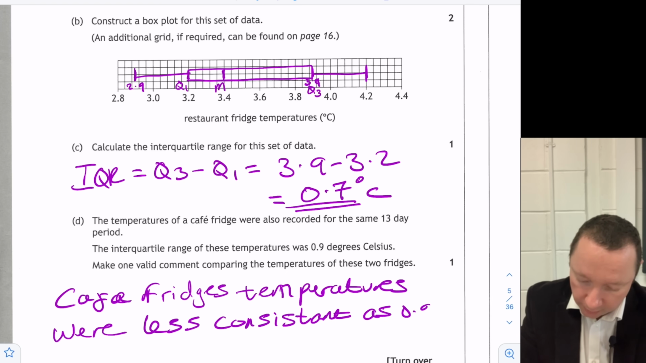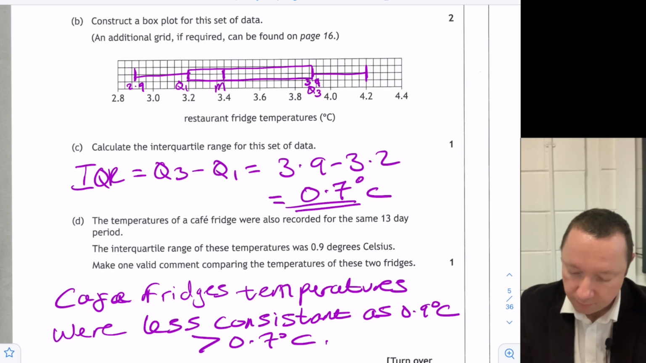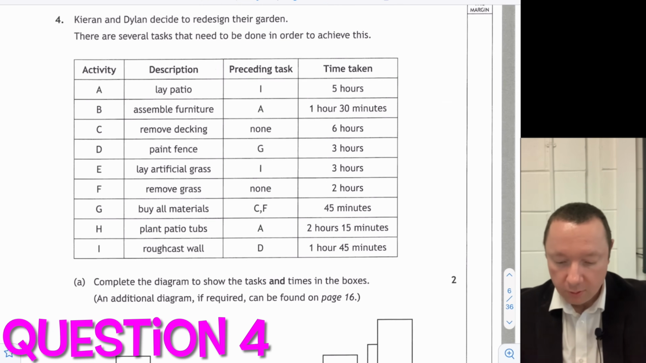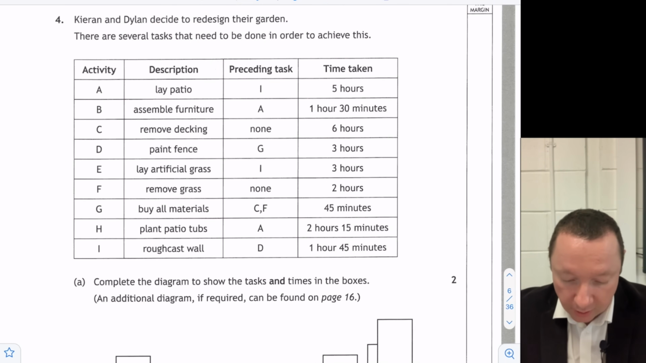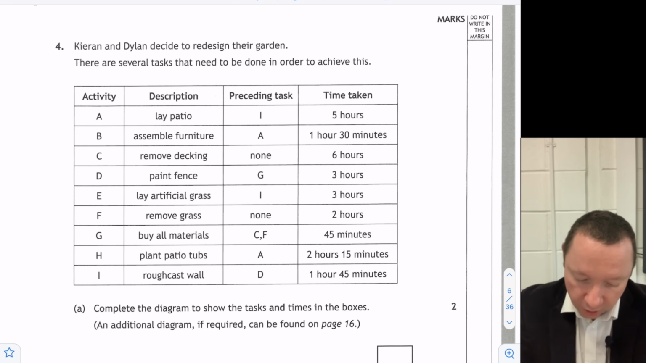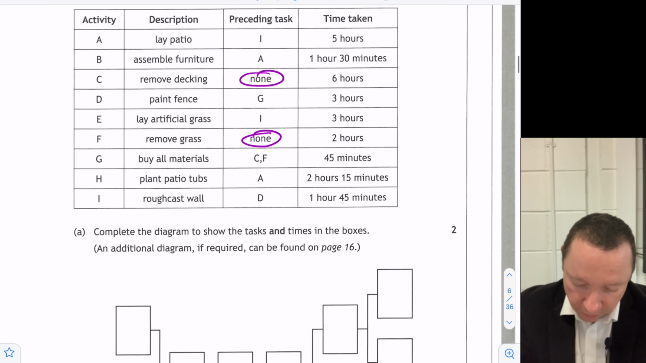As 0.9 degrees is bigger than 0.7 degrees Celsius. Okay, question 4. Kieran and Dylan are designing their garden, and you've got all these tasks. The first thing we have to do is C and F. C is 6 hours, F is 2 hours.